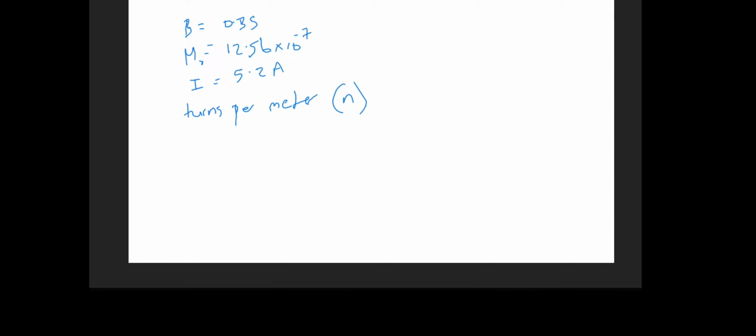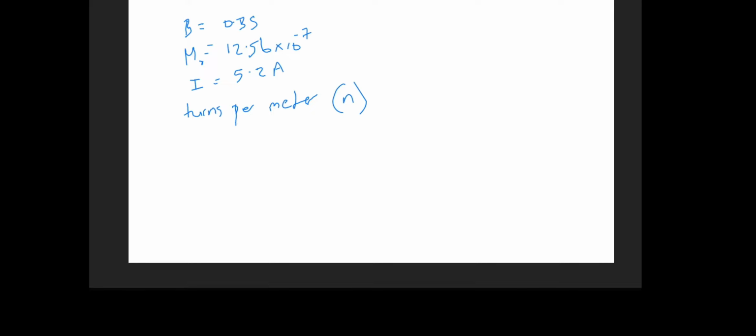So here we go. According to the question, we're given B, which is 0.35. We know permeability is 12.56 times 10 to the negative 7. And we're given I, which is 5.2 amperes. We need to find turns per meter, and turns per meter is small n. Just turns is capital N, turns per meter is small n.